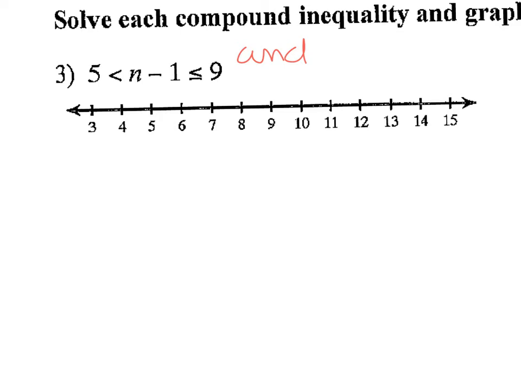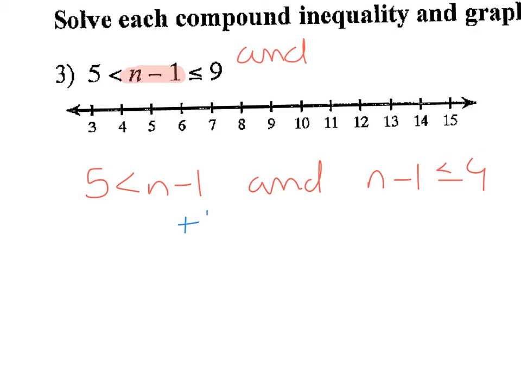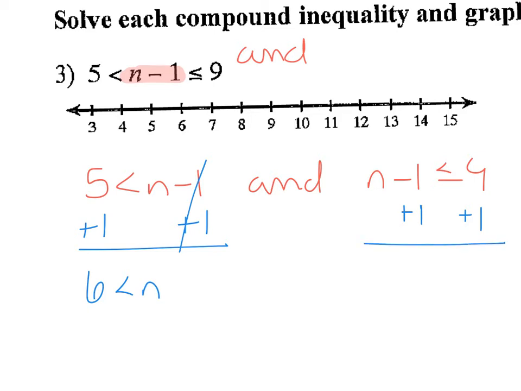So an and shares the middle. So this n minus 1 is going to go with both outside parts. So you're going to have 5 is less than n minus 1, and n minus 1 is less than or equal to 9. And then you're just going to solve. So I'm going to add 1 to both sides to get those ones to cancel. So I have 6 is less than n. I'm going to do the same thing on this other one. I'm going to add 1 to both sides, get that to cancel, and get n is less than or equal to 10.